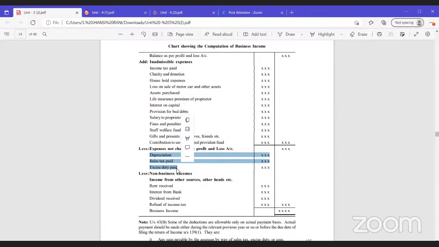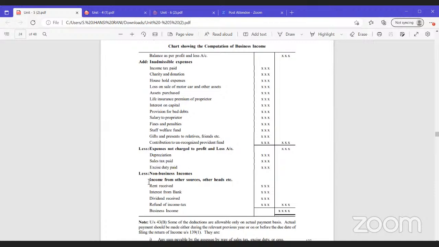Whenever expenses are there, where will we write? Profit and loss account, debit side. If they have written, we will not take. But what they are telling is these are not written. So now we will write it. That's it. Nothing new. Whichever is not written, which has to be written, we are writing now.